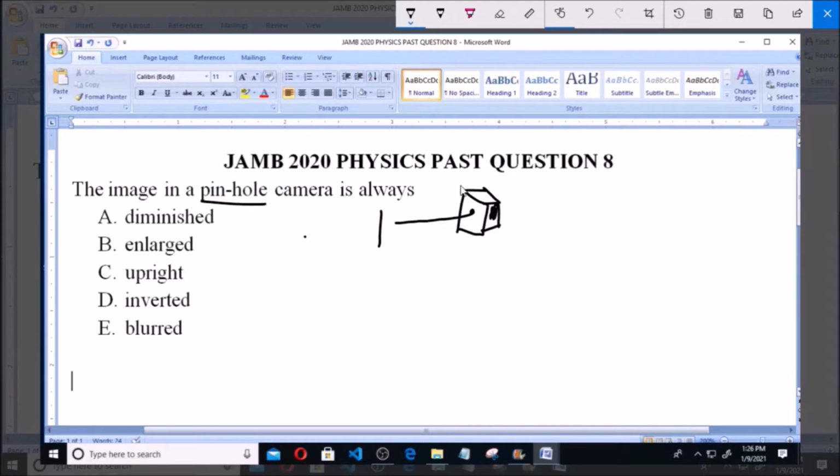Now the image formed by the pinhole camera is always inverted because it is a real image.